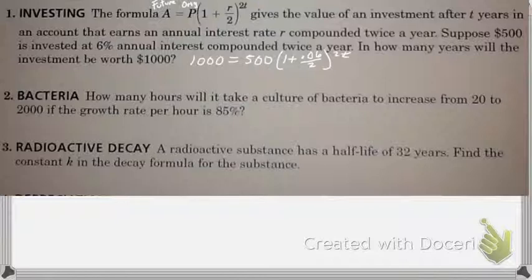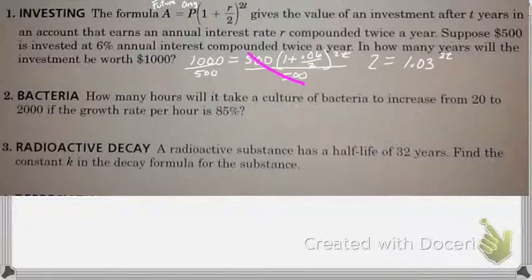Step 1 would be, there's several things you could do. I'm going to divide by 500. That's going to cancel on the right side. And the left side becomes 2. On the right side, I have 6 cents divided by 2, which makes 3 cents, plus $1 is 1.03. So after 2 steps, I have that equation, 2 equals 1.03 to the 2t power.